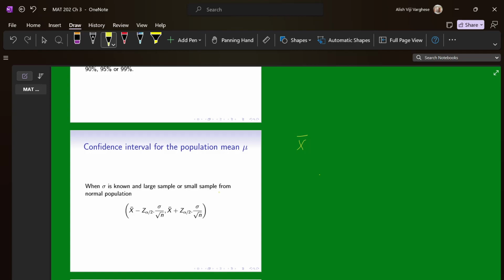X bar minus z alpha by 2 into sigma by root n, x bar plus z alpha by 2 into sigma by root n, where z alpha by 2 is the value of the standard normal random variable in such a way that if this is our standard normal curve, then the value of z alpha by 2 is a value of z in such a way that these two tail ends will contain a probability of alpha.